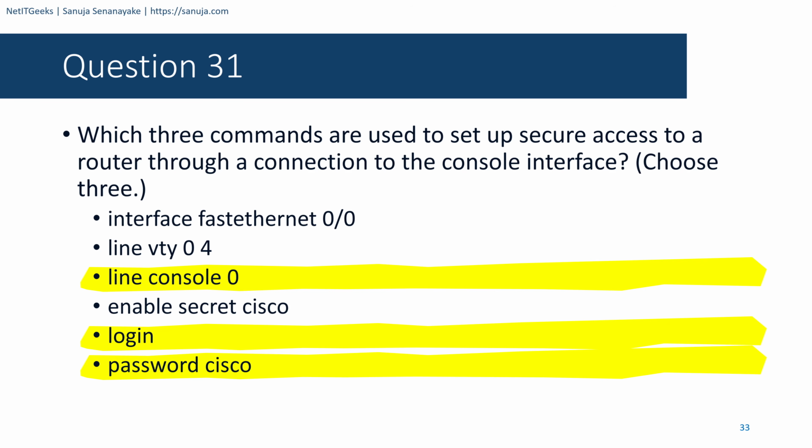And the enable secret Cisco command is used to apply a password on the router to access privileged mode. So this is part of the privilege. So the answer to this question, securing access to the router through a connection to a console interface, should be line console 0, password Cisco, and login, in that order. And the answers are all these three.